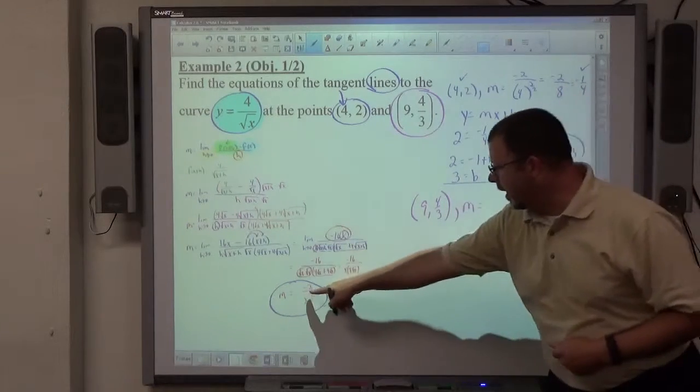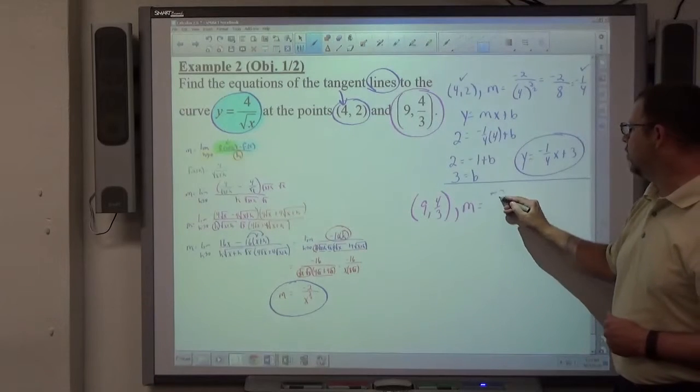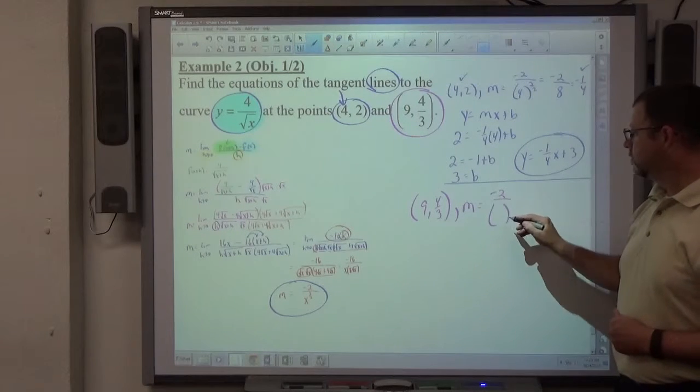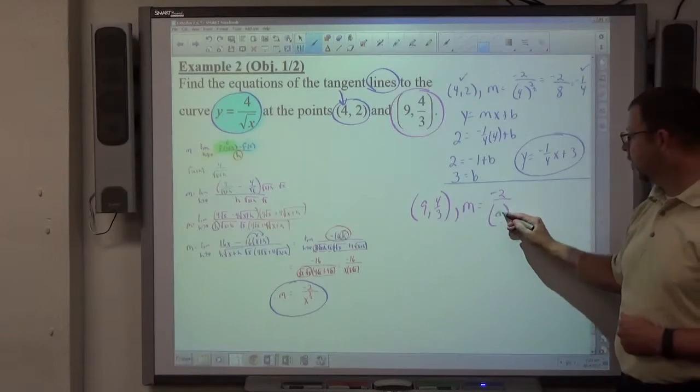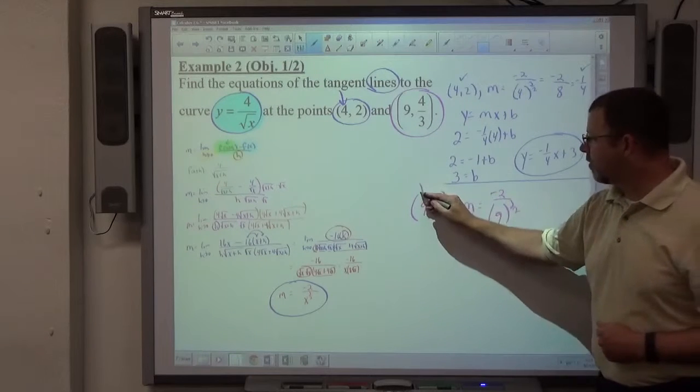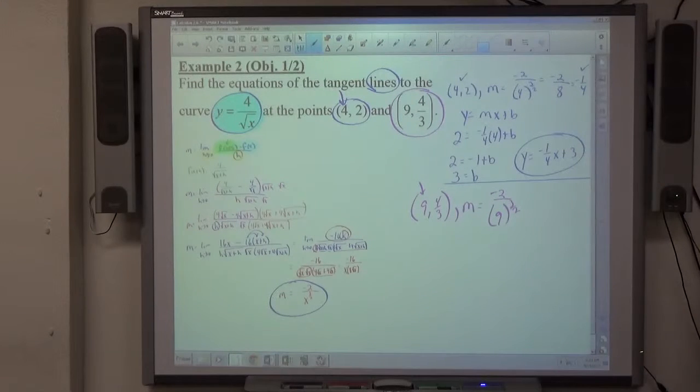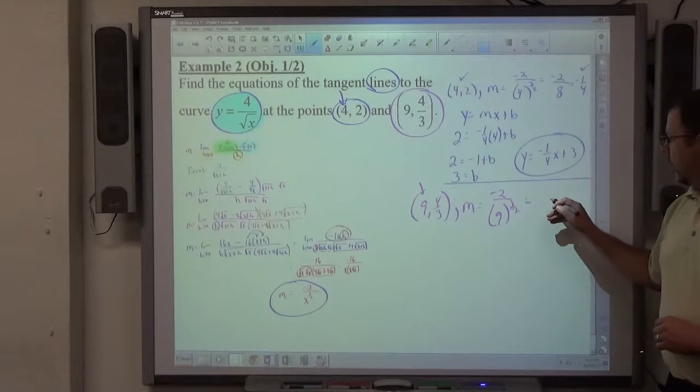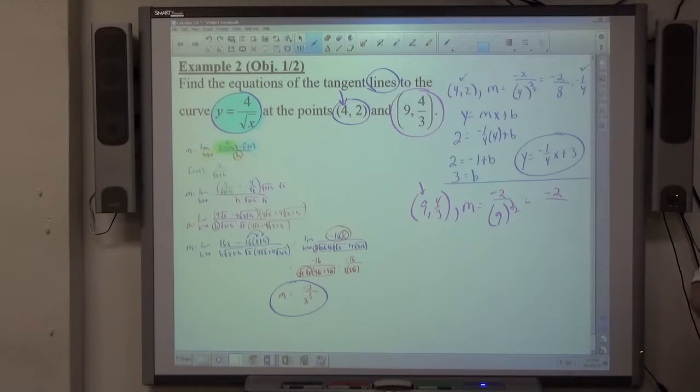My slope is equal to negative 2 over x to the 3/2, so negative 2 over 9 to the 3/2, very good. Again, whatever x is establishes what I put into my slope formula. 9 to the 3/2 power, we take the square root of 9, which is 3. 3 times 3 times 3 is 27. So negative 2/27 will be the slope of that line.